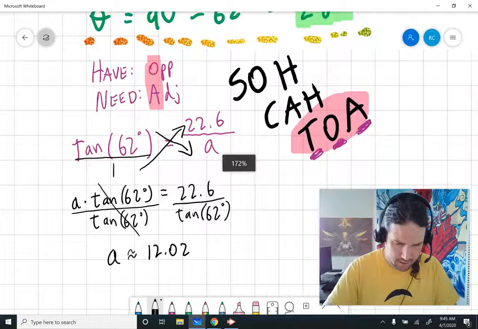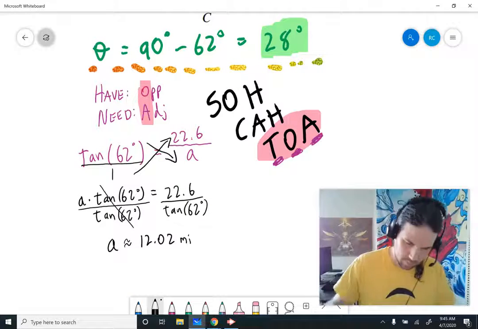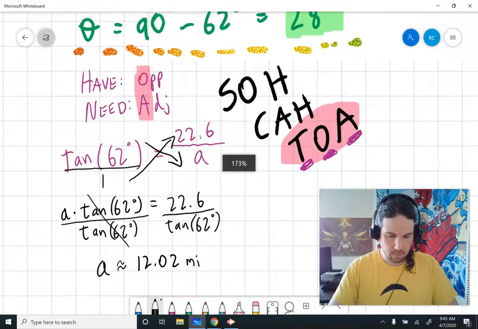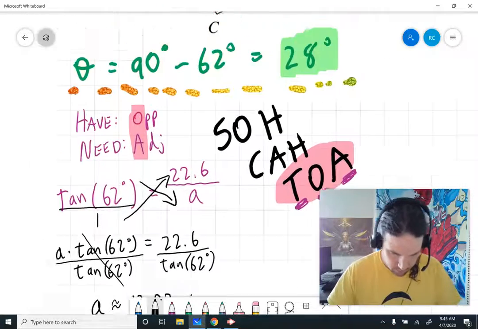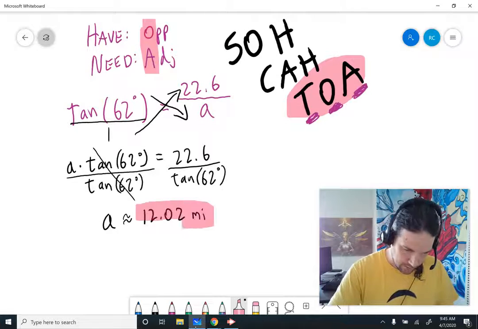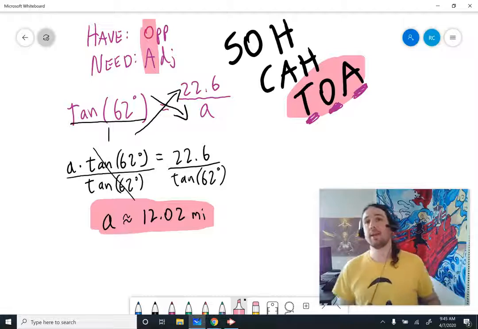Do we have units here? Miles. And that gives us, I made it purple, our answer for A. We are 2/3 of the way done.